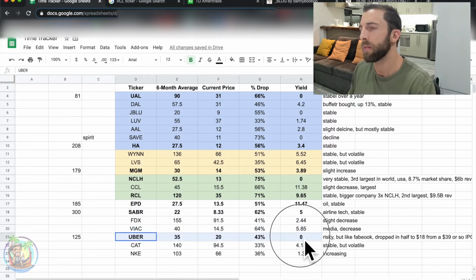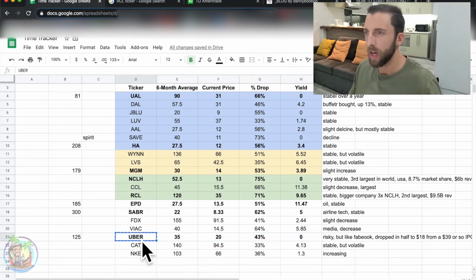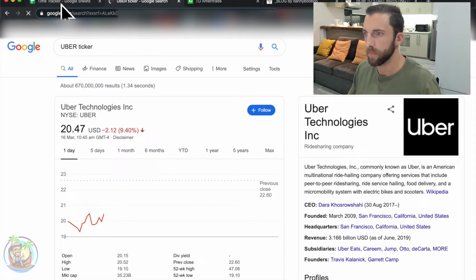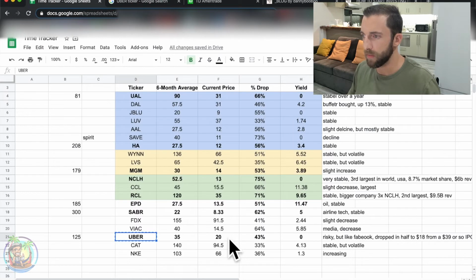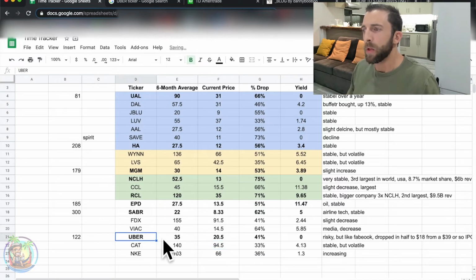Uber, I actually already invested in. I forget when I invested in them. It might have been December. It was when they were at about $28. Now they're at $20. I'm just curious, what are they at right this second? So they're at about $20.50. You can see how precise I am. Yeah, about that. So Uber, I'm going to reinvest in them.